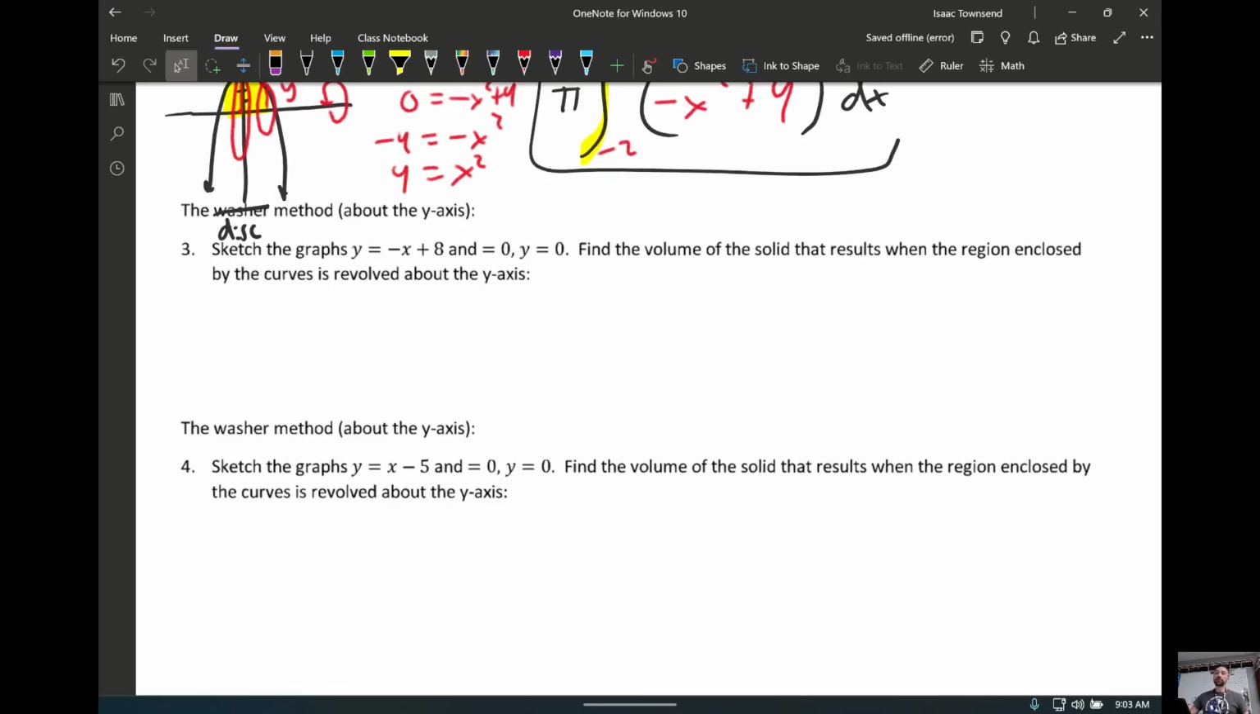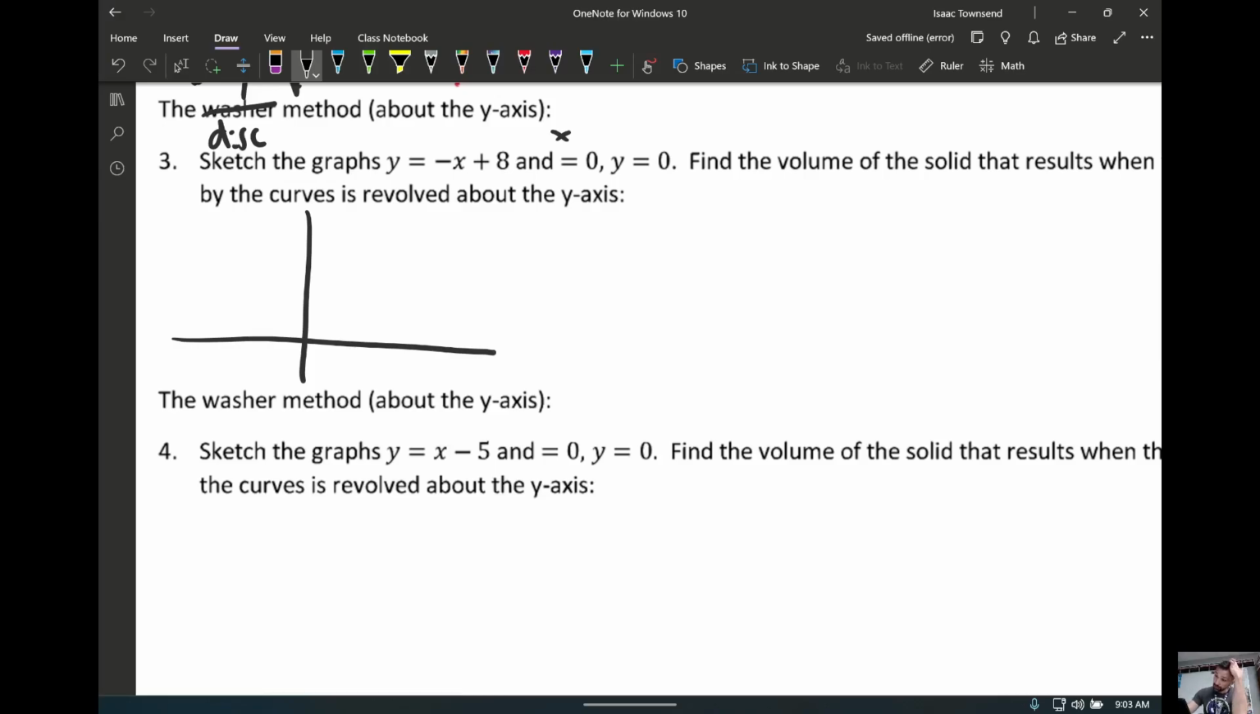Okay, so let me show you the difference if we rotated it around the y-axis. So I would still recommend that you sketch a picture. X equals 0, y equals 0, and y equals negative x plus 8. Y-intercept of 8, slope of negative 1. So there's going to be an area that's trapped.